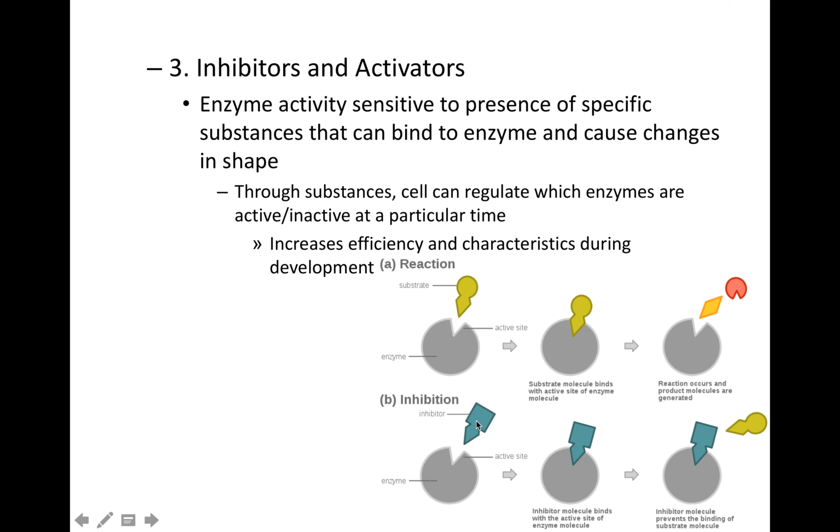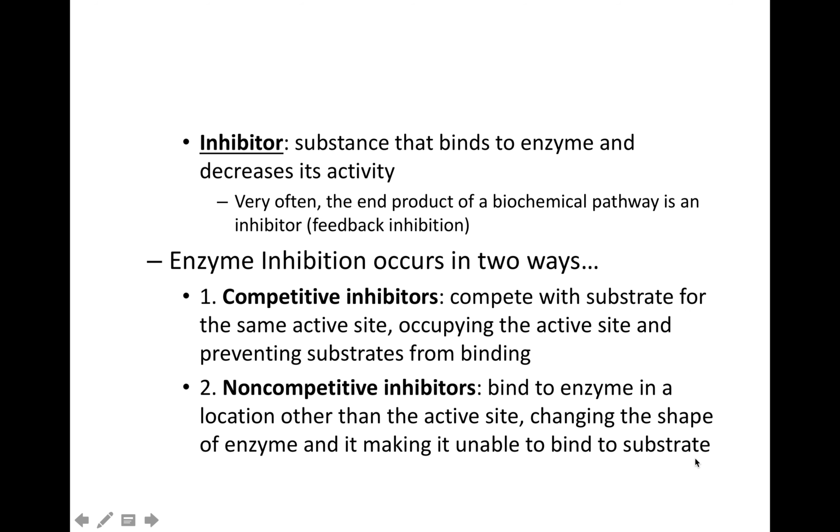But we have inhibitors that can bind to that same active site. When they bind, they stay bound and don't get released, so the substrate can't bind because the active site's already occupied. So we call them inhibitors: a substance that binds to the enzyme, decreasing the activity. Very often, it's the end product of some type of biochemical pathway, and it can be used as feedback inhibition. So I'm not saying it's always bad, but it can help us regulate chemical reactions.